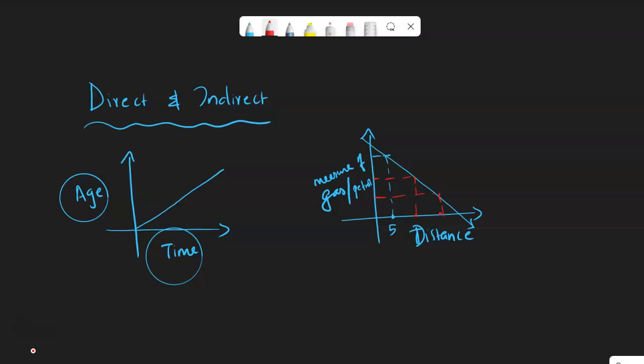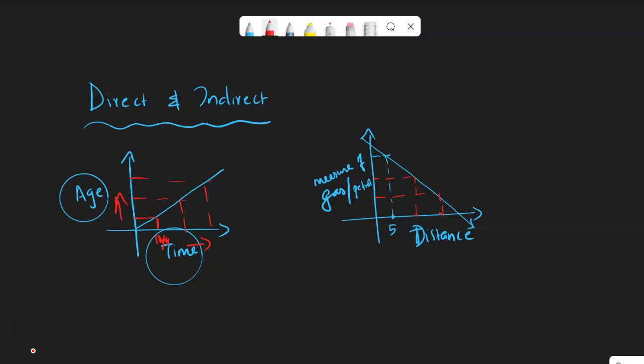At the same time, see what's happening here. Sorry, this is age and time. So the time, 1 year, my current age is here. Another 1 year, age is going up. Another 1 year, age is going up. So this is going up, this is also going forward. Okay, this is what is called the direct and indirect variation, or graphical explanation.